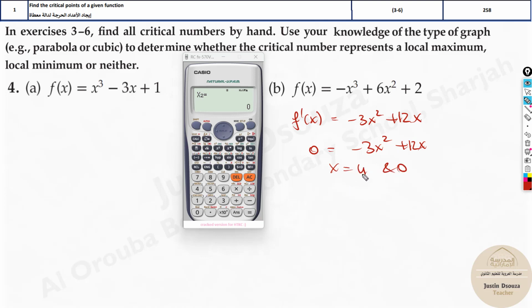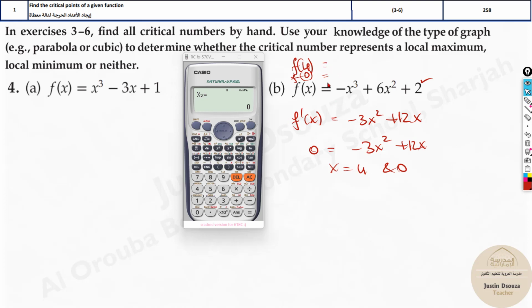Now, how do you know which is maximum and which is minimum? This is not a closed interval or anything, so these are the only critical points. What you need to do is take the given function, not the derived one, the original equation, and substitute f of 4 and then f of 0, and then solve it. So how would you do it?